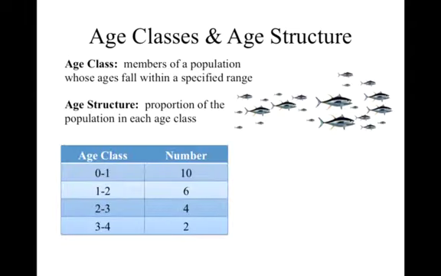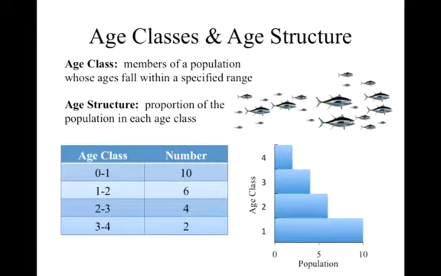So my age classes, I could look at 0 to 1-year-old fish, I could look at 1 to 2-year-old fish, 2 to 3-year-old fish, and 3 to 4-year-old fish. Those would be 4 different age classes. And then the age structure will be the proportion of the population in each age class. And so I can plot that, and you see that I have a lot more age 0 to 1 fish than I do age 3 to 4 fish. So that's my age structure, is basically that graph.